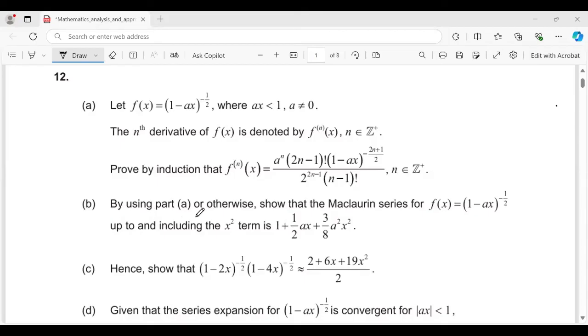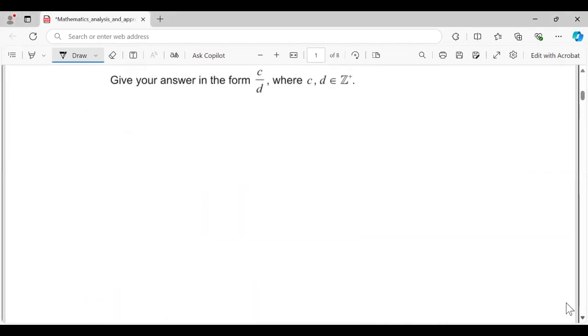Part D, by using part A or otherwise, show that the Maclaurin series for f x equals 1 minus ax power minus half, up to and including the x squared term, is 1 plus half ax plus 3 over 8 a squared x squared. Okay, I'm going to use this space. Part B.